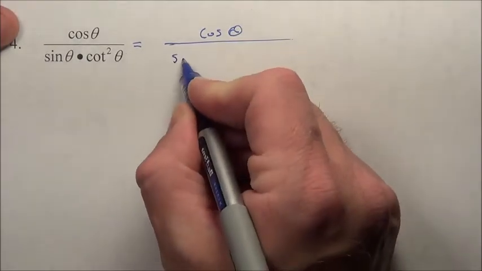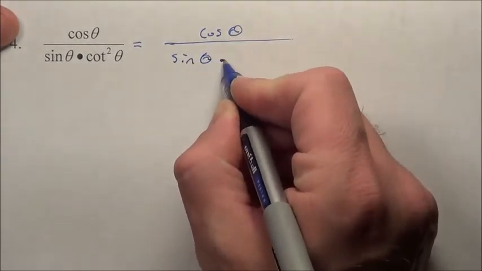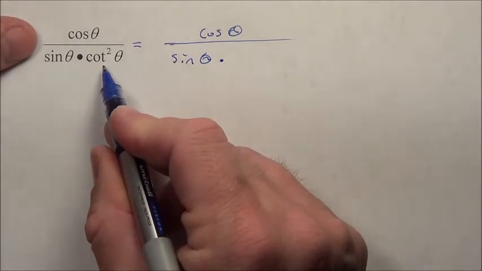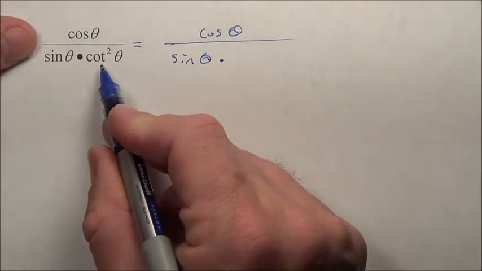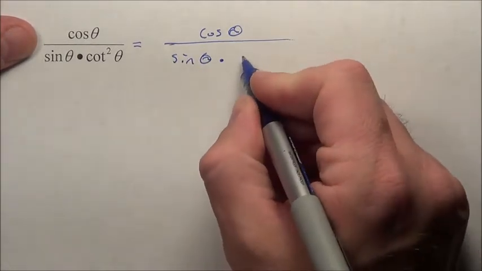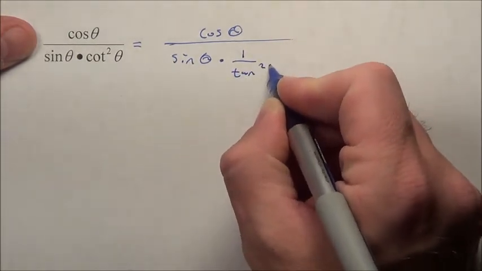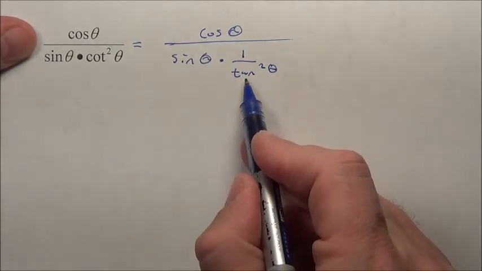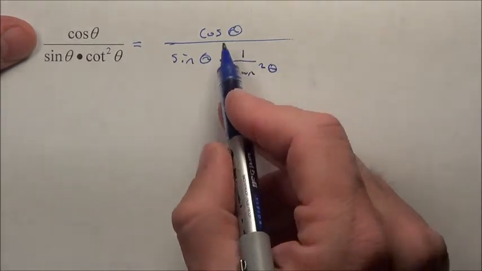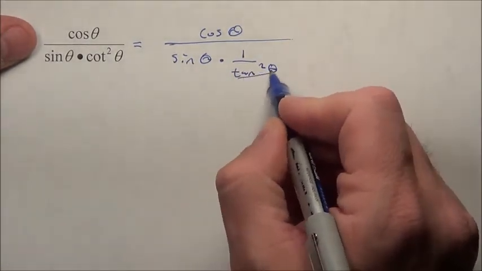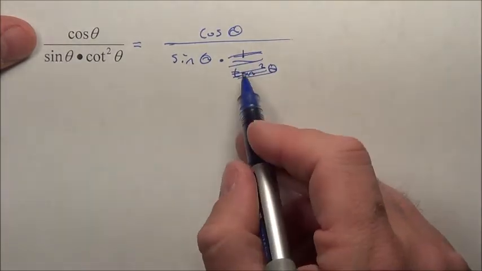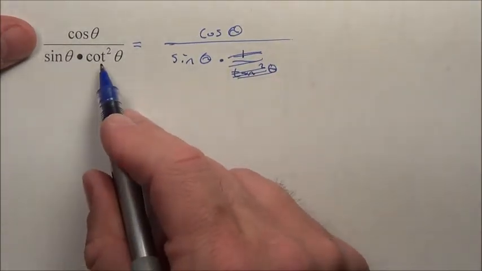Sine of theta, well, that's just sine of theta, times, now we got a cotangent. That's the reciprocal of tangent. Okay? So I'll go ahead and do this. It's 1 over a tangent squared of theta. But what is tangent? Tangent is sine over cosine. So we should really recognize this instead of that. What we really should see is that this is a reciprocal of tangent.